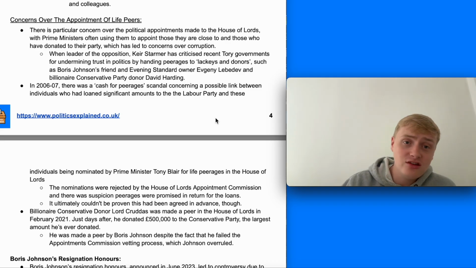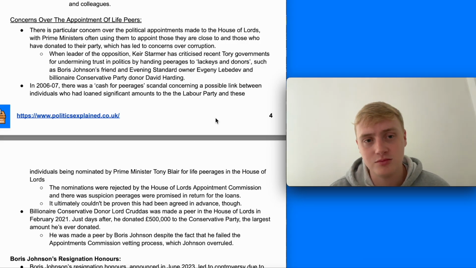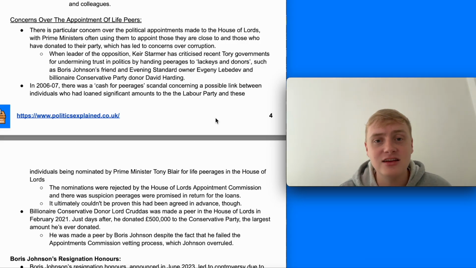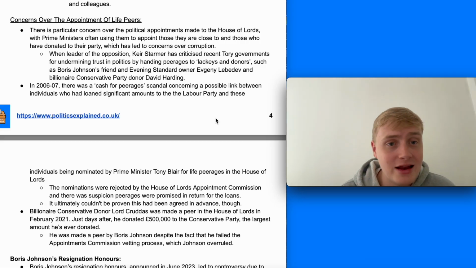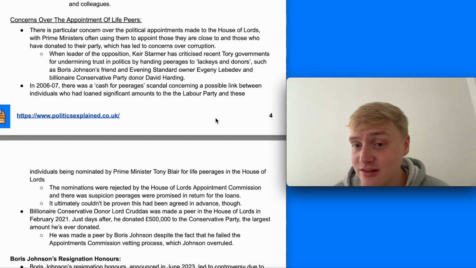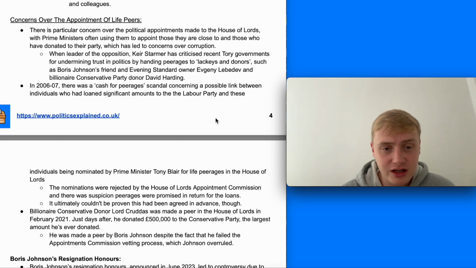So when Leader of the Opposition, Starmer, criticised recent Tory governments for undermining trust in politics by handing peerages to what he called lackeys and donors, such as Boris Johnson's friend and Evening Standard owner Evgeny Lebedev, and billionaire Conservative Party donor David Harding. We looked at the cash for peerages scandal in the party funding video.